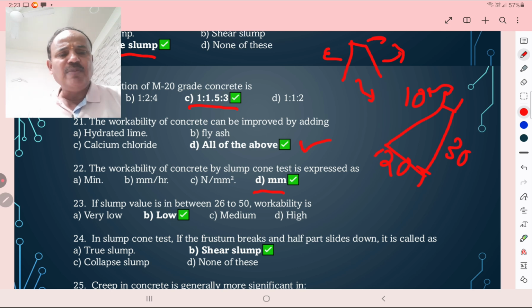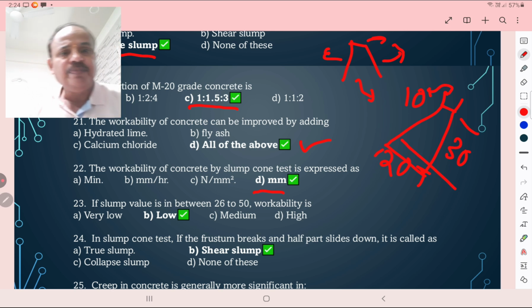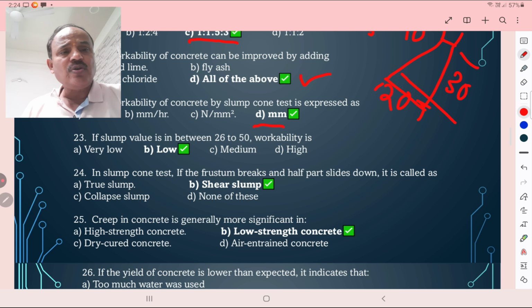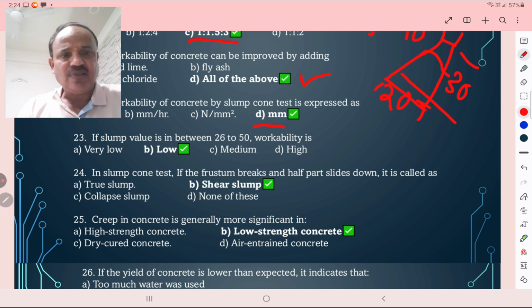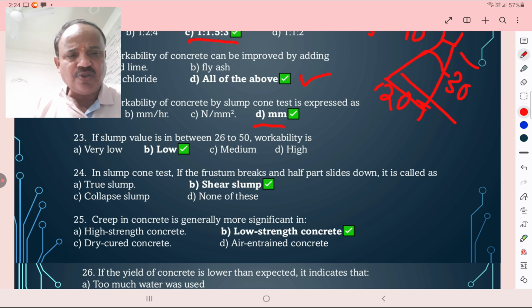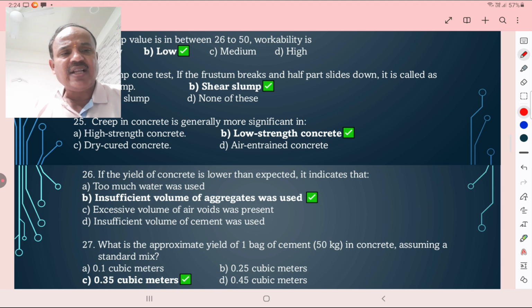If slump value is in between 26 to 30, the workability is very low, because this difference is more, the workability is low. In slump cone test, if the frustum breaks and half portion slides down, it is called a shear slump. Creep in the concrete is generally more significant in low strength concrete. If the yield of the concrete is lower than expected, it indicates that insufficient volume of aggregate was used.